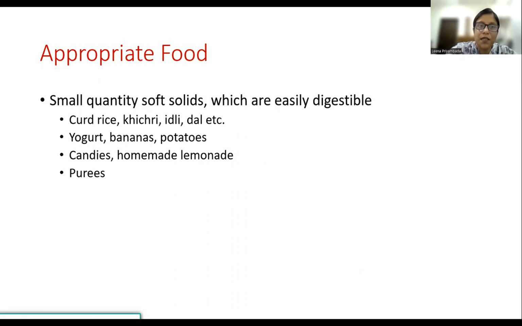Some yogurt or curd or mashed banana. If the sugars are low and you need a little bit of carbs, then potatoes. For the low sugars, candies, homemade lemonade, some purees or soups, whatever can be easily digested.